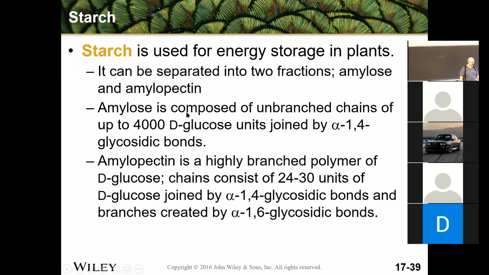Amylose is composed of unbranched chains of up to 4,000 D-glucose units joined by alpha 1 to 4 glycosidic bonds. Okay, all of the linkages are alpha 1 to 4. Amylopectin, on the other hand, is a highly branched polymer of D-glucose. The chains consist of 24 to 30 units of D-glucose joined by alpha 1 to 4 glycosidic bonds, and a branch is created by alpha 1 to 6.